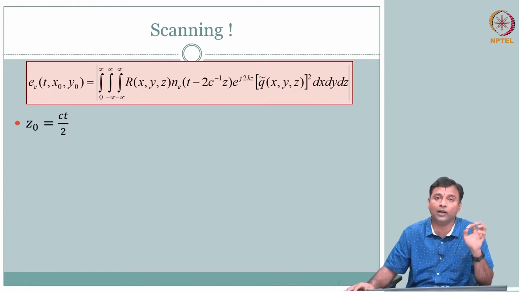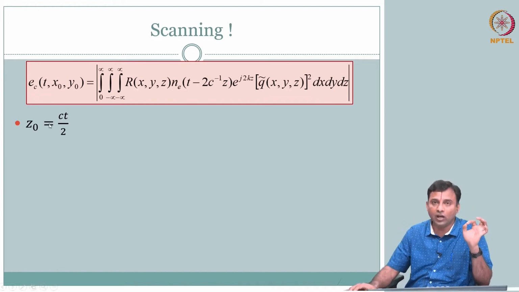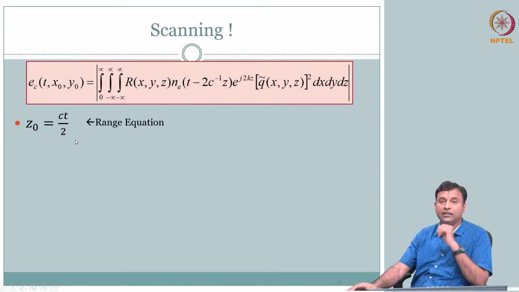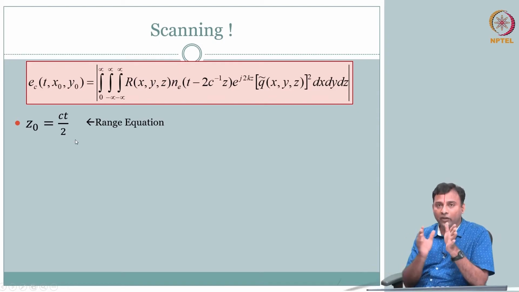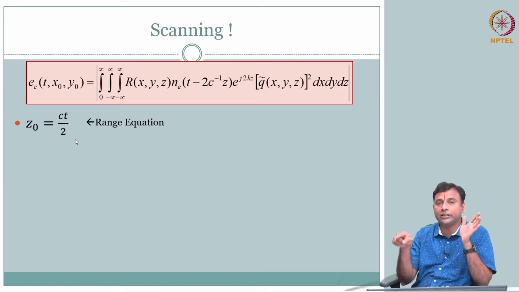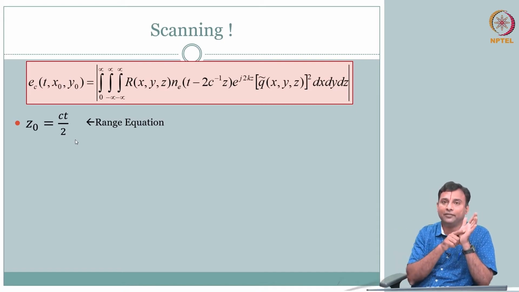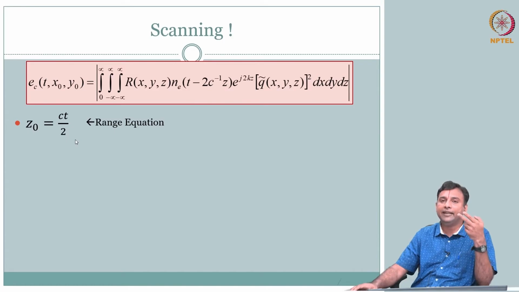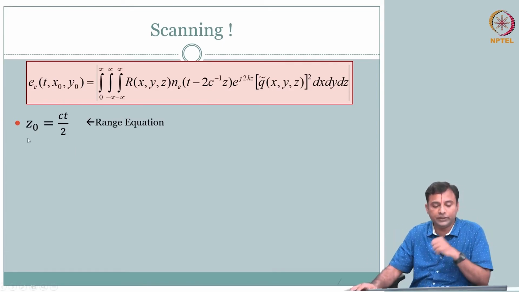This is a very important equation, which is called the range equation. This is important because anytime you record an echo of a sound, you have to account for the time for the signal to go to the location which is going to give you the echo back. It is one distance, and a second distance it has to travel back. So there is a factor of 2 between the time it takes and the distance. That has to be accounted for. So this is your z naught.